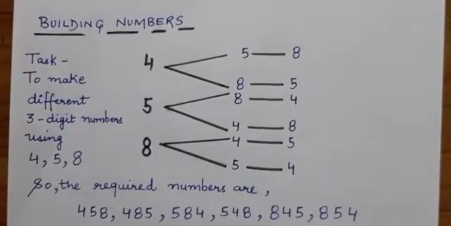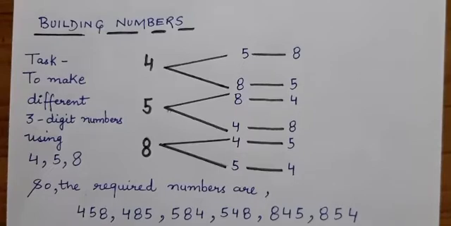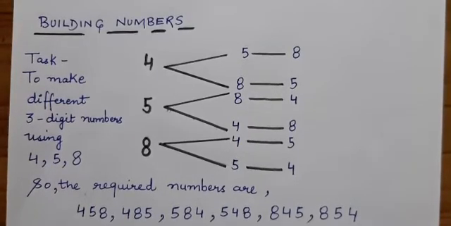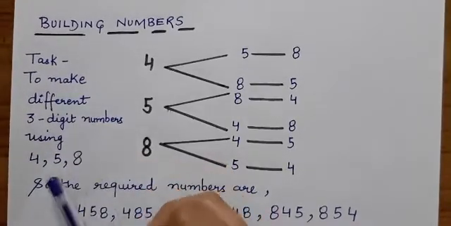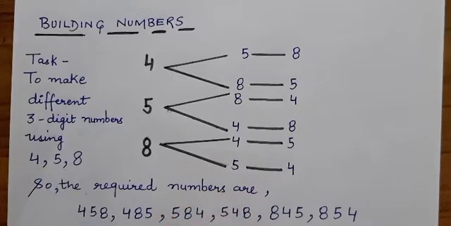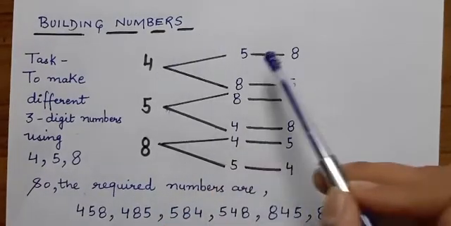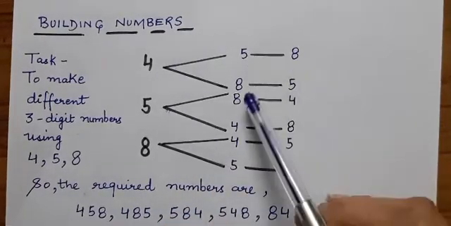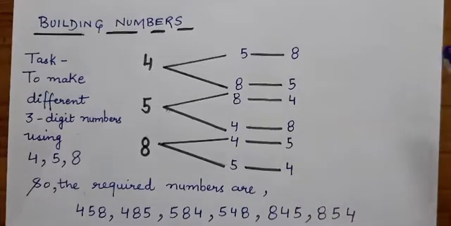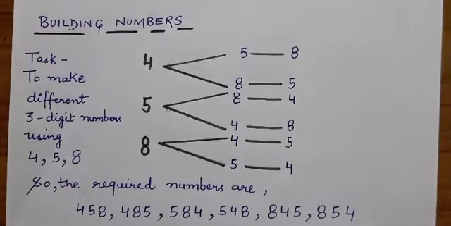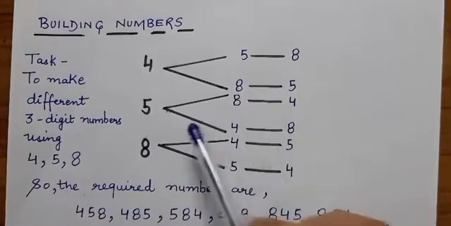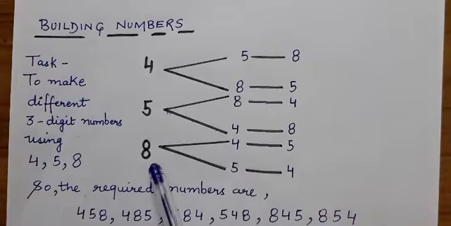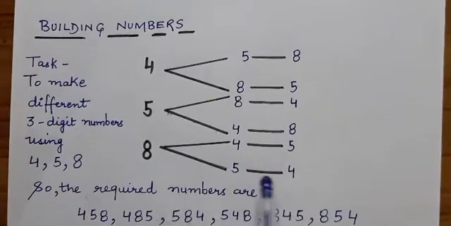Next topic is building numbers. We are going to do some arrangements among the given digits and form different numbers from them. For example, here we have a task to make different 3-digit numbers using 4, 5, 8. Placing 4 at the first place, I can put 5 and 8, or 8 and 5. Make sure you are not repeating a number if it is not asked. Second is 5, 8, 4 and 5, 4, 8. Third is 8, 4, 5 and 8, 5, 4.